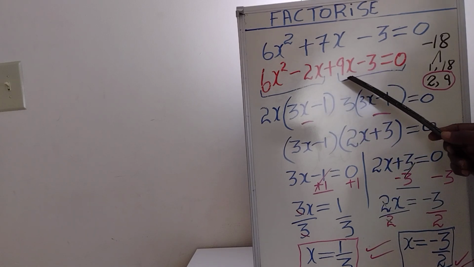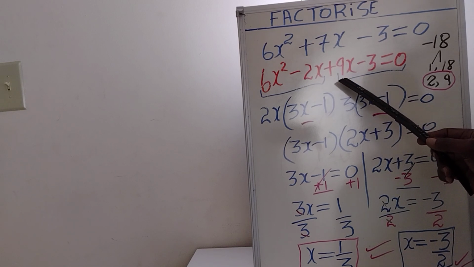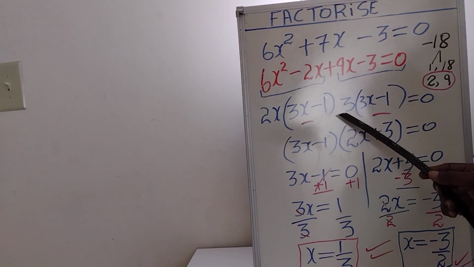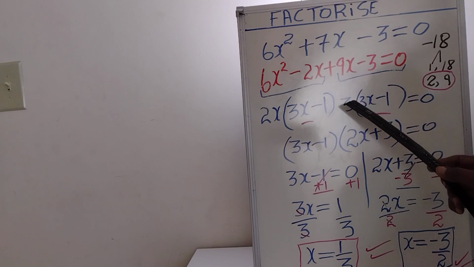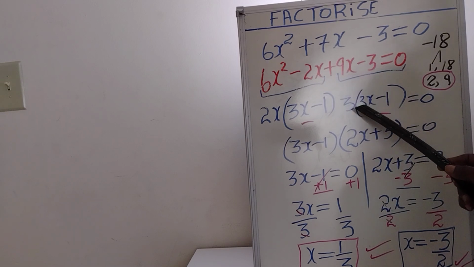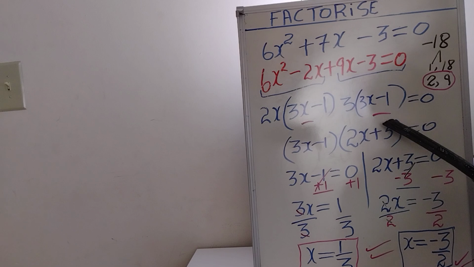When we come to the other side, we are going to take the smaller number, because the 3 will divide evenly into 9. So that's why we took 3 out here. Now if you multiply 3 times 3, it gives us 9x. And if we divide by 3, it gives us negative 1. That's why we have negative 1 right here.